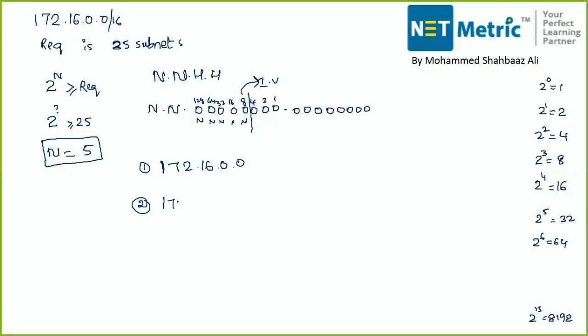So the value will be 172.16.8.0. Okay. 172.16.16.0. 16 plus 8, 24.0. 24 plus 8, 32.0. Yeah. Okay. Then what should be the subnet mask?